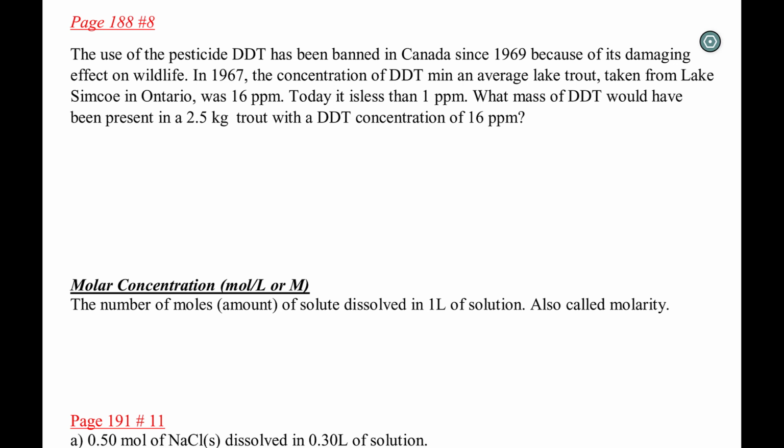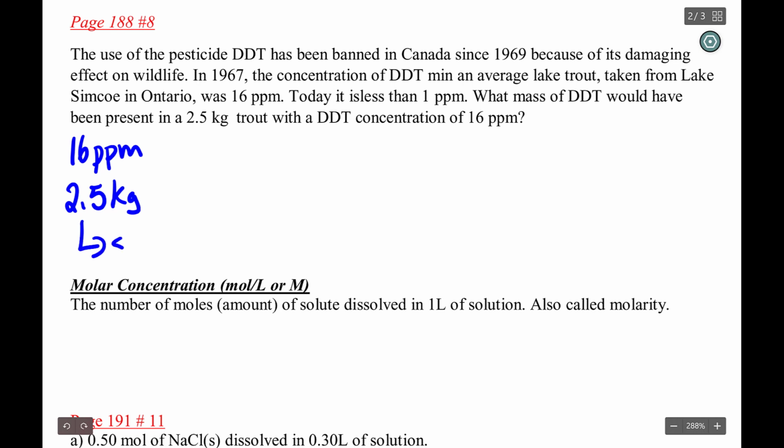Now that you've had the opportunity to try the question, we're going to take out the important parts from this question. The first thing we notice is that the parts per million of DDT was 16, and that the mass of our trout was 2.5 kilograms, and that this was the solution. Just like in the previous question, the human being was the solution. In this one, it is the animal, the fish, that is 2.5 kilograms.